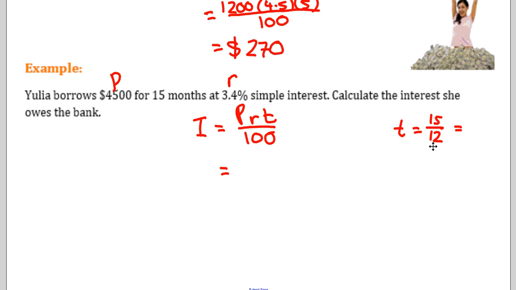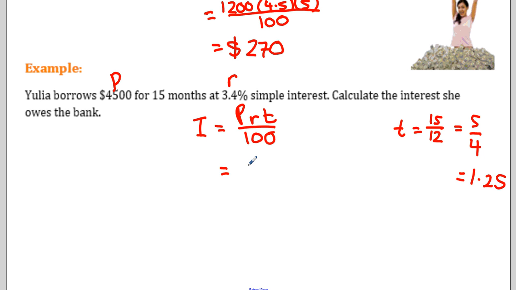Let's practice simplifying our fractions. We can divide the top and bottom, the numerator and denominator, by 3. So we'd get 5 over 4. So you can put 5 over 4 in, or you could convert it to a decimal. 5/4 is 1.25. Doesn't matter.